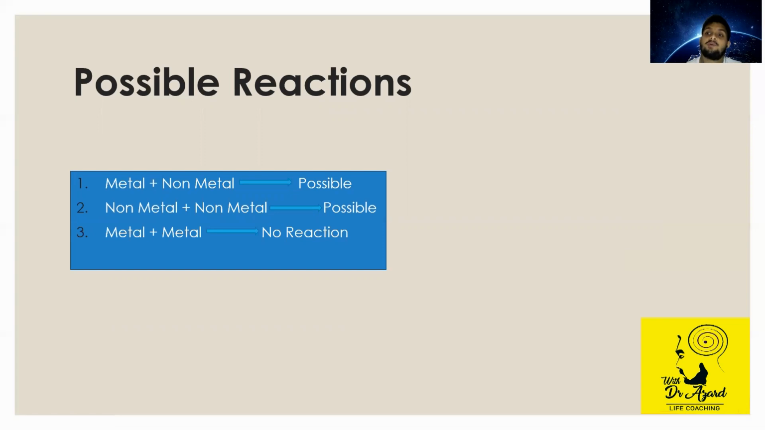Similarly, if he wants to react a non-metal element from group 5 to 8 with another non-metal from group 5 to 8, he's still capable of obtaining a desired product. But if he tries to react a metal belonging to group 1 to 3 with an element belonging to group 1 to 3, that is a reaction between a metal and a metal, he is not capable of getting a desired product because no reaction takes place.